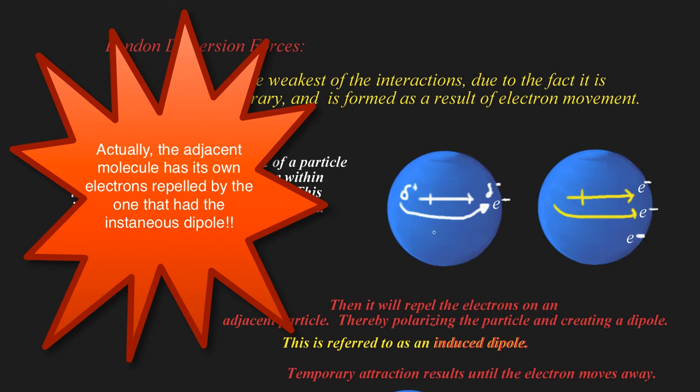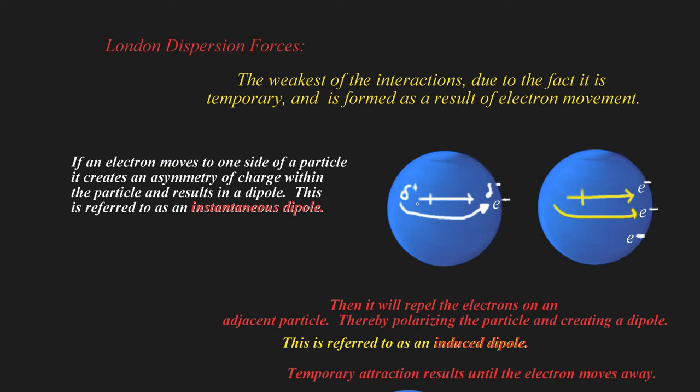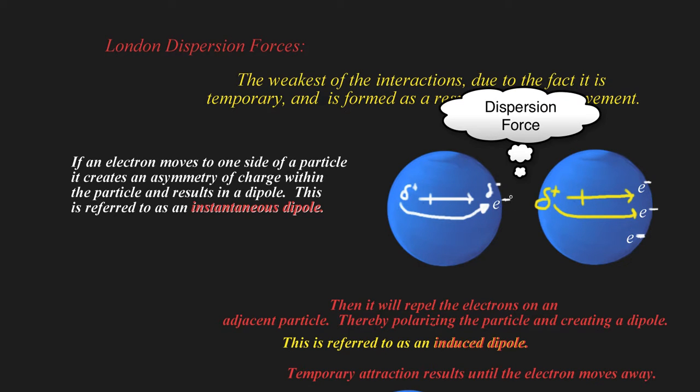So, one more time. Electron moves, creates an instantaneous dipole, partial positive where the electron was, partial negative where the electron is. And then in the adjacent particle, electrons get repelled by that electron that's over here and create a dipole that's called an induced dipole. Now, because I have a partial positive charge here, I'm going to have some attraction going on between this electron deficient region and this electron rich region. So we're going to have a little attraction happening there.